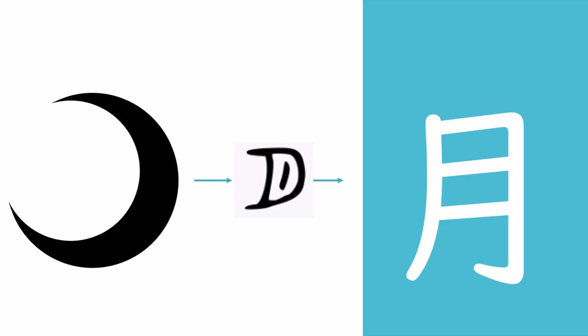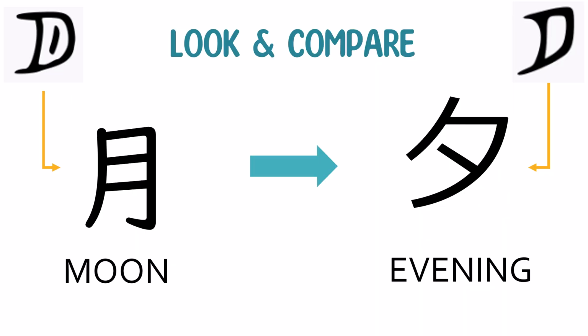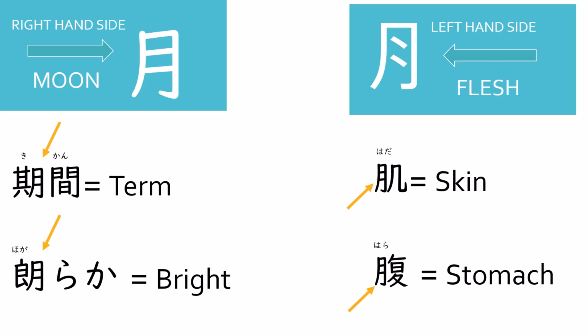The kanji for moon comes from a pictogram of a crescent moon. Pretty straightforward, right? This kanji used to be related to the kanji for evening, and they were even interchangeable at some point, as they came from a very similar pictogram. Now, there is something very important you need to know about this kanji. It could also be used as a radical, but it only exists on the right-hand side, as in the case of term and bright. If you find it on the left-hand side, it is not moon. It is the radical for flesh, as in the words skin and stomach.